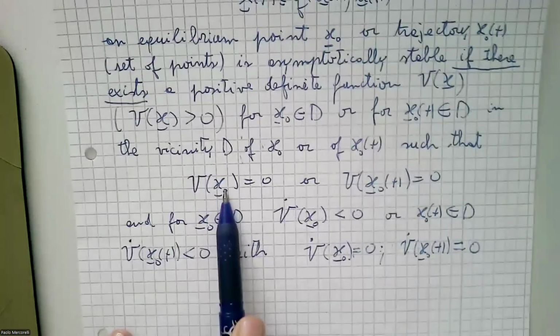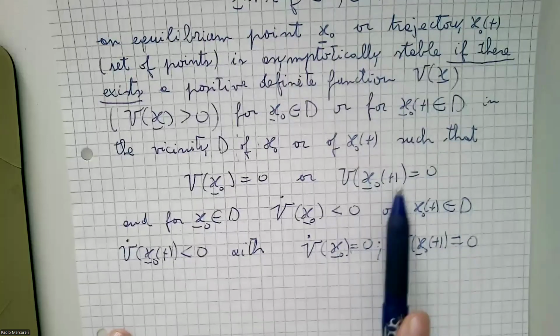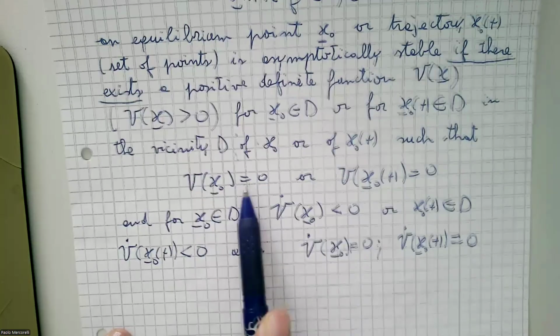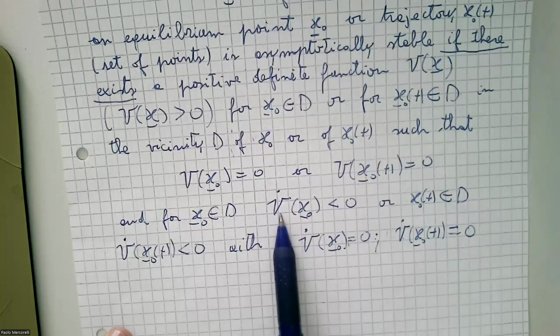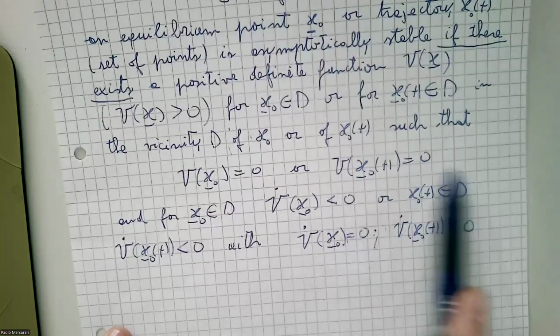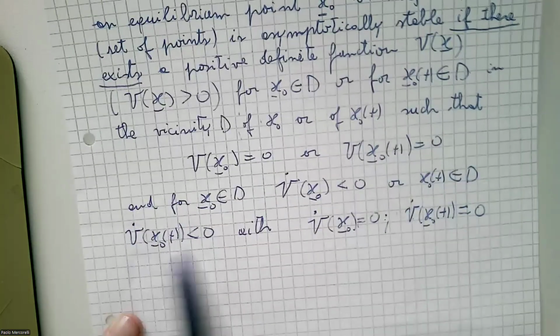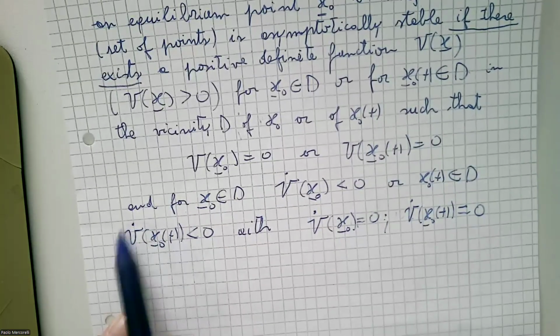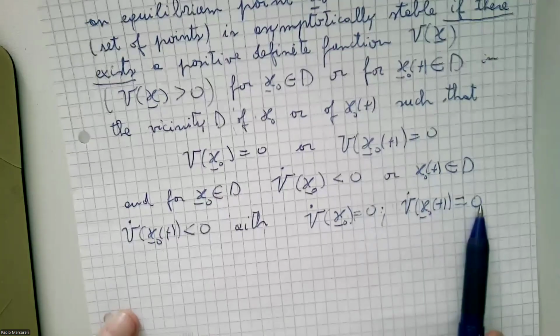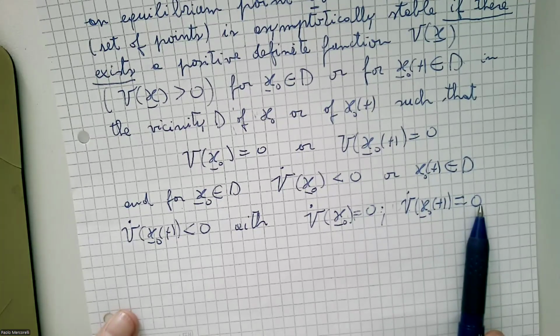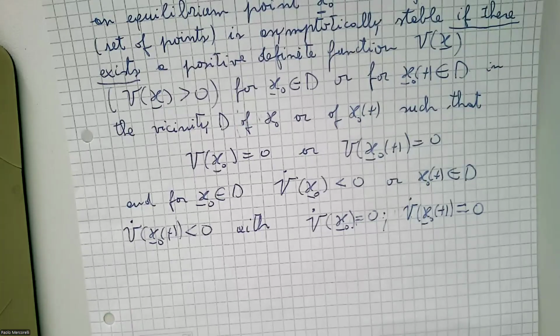At x0, as a function of time, the trajectory must be 0. If I find this function, and if the derivative of this function at x0 along the trajectory is equal to 0, then this point of the trajectory is asymptotically stable. This means I can remain at x0 or I can track x0 of t.